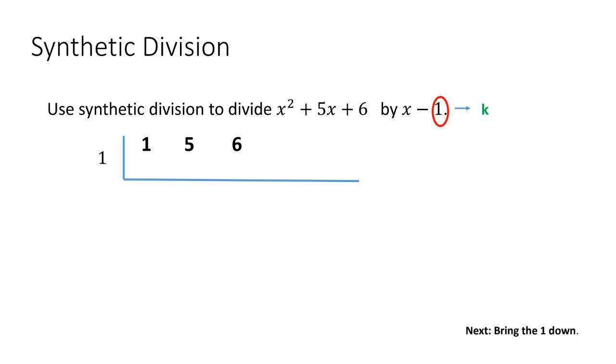And then my first step is to bring down the 1. Then I'm going to multiply 1 times 1, and whatever I get, I'm going to place up here. So we multiply, then we place our answer here. Then we're going to add: 5 plus 1 is 6. And then we continue the process. 1 times 6 is 6, so we write down our number. And then 6 plus 6 is going to be 12.